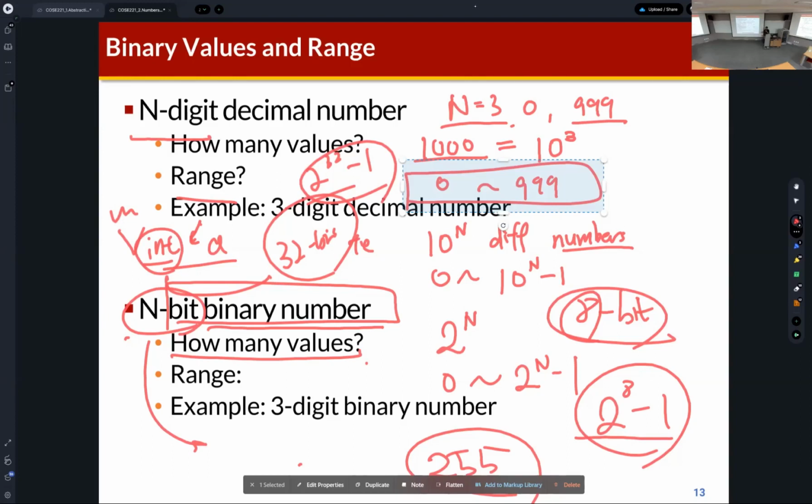But in Python, there is no data type. That's why Python is so easy to learn. But if you use other programming languages, you need to consider the available range of each data type.